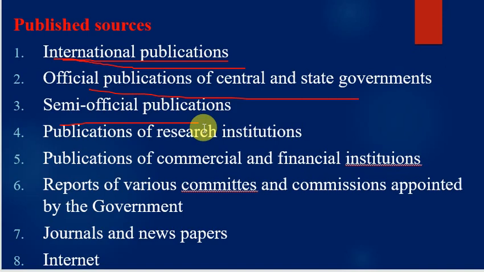Next, publications of research institutions, such as the Indian Statistical Institute, ISI, and agricultural research bodies like the Indian Council of Agricultural Research. Then the Indian Agricultural Statistics Research Institute, that is IASRI. These institutions publish their reports, maybe quarterly, half-yearly or yearly. Then the publications of commercial and financial institutions.